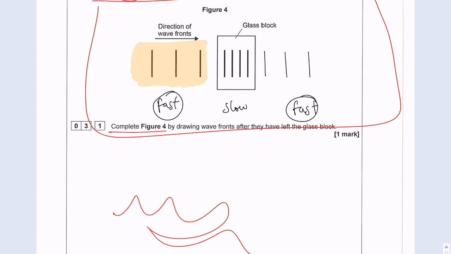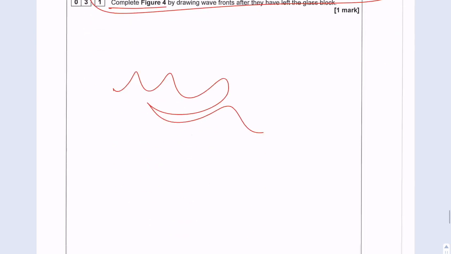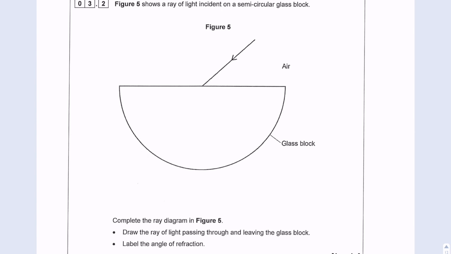So some people had lines which are larger, which was no good, or lines which were closer together. They had to be exactly the same width as those guys. That's all you had to do. Literally it. Nice and simple. Oh god, this one. Yes, lots of people found this difficult. I'm not really sure why.